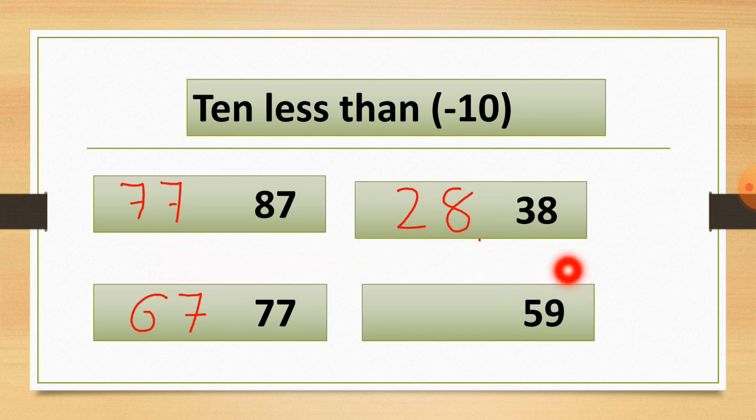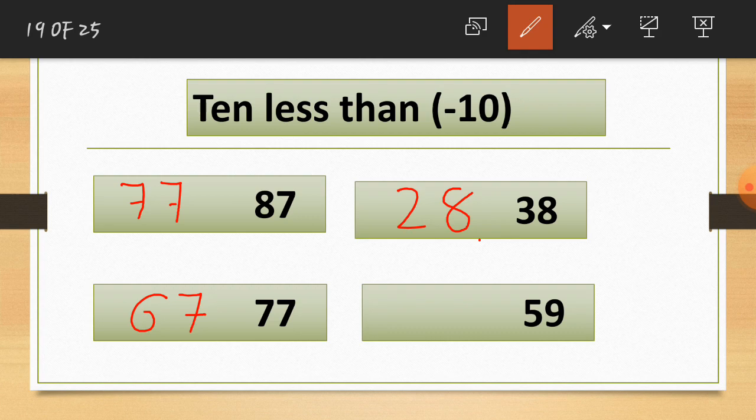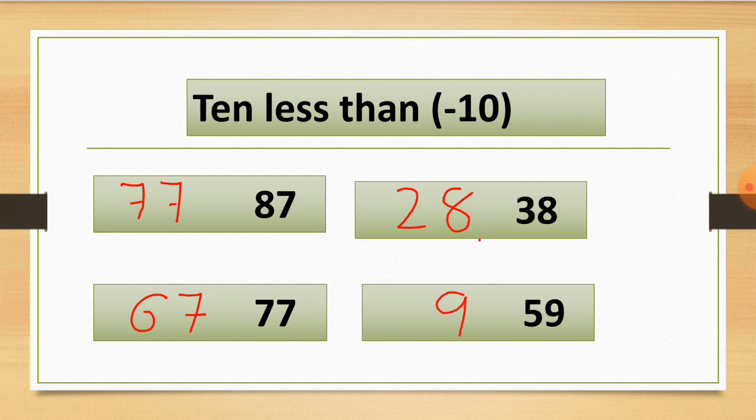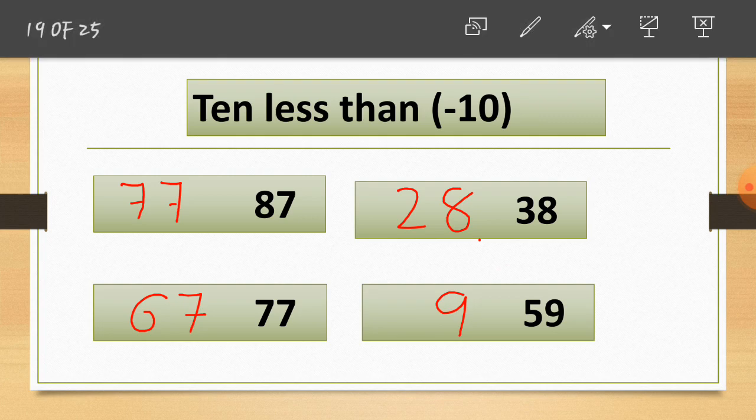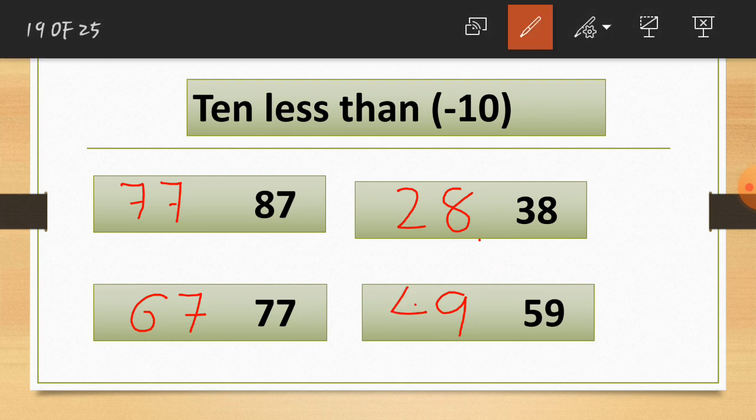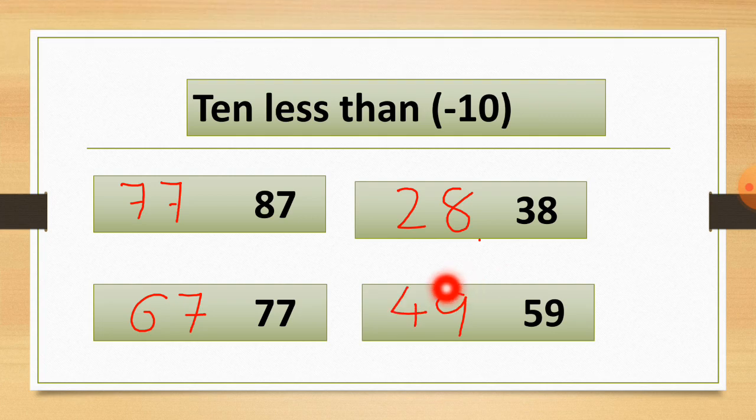Now let's take this example. Here we write the ones value as it is. Here the ones value is 9. Now the tens value: we have to cut one from the tens value. Here is the 5 in the tens place, so we will cut one from the 5. So 5 minus 1 is equal to 4 here. You can see I write the answer. So we will get the number 49. We subtract 10 from 59, so we will get 49.